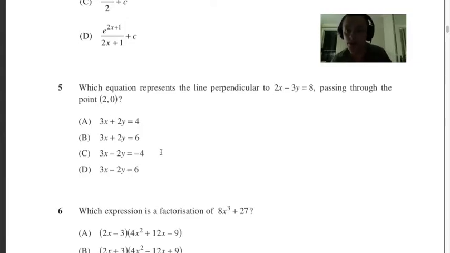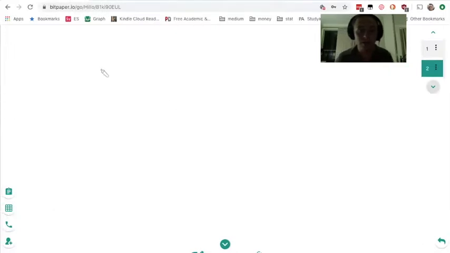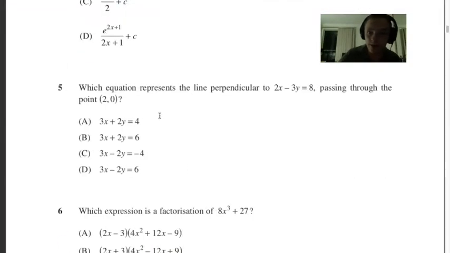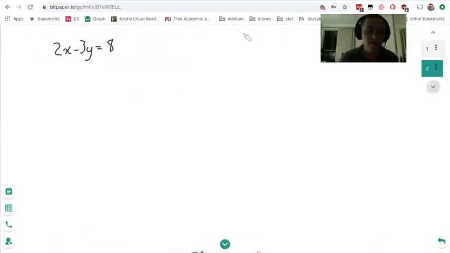So 2x minus 3y equals 8. Let's start off with this equation. 2x minus 3y equals 8. I really don't want to get that wrong, so let's make sure. Minus 3y equals 8. Very good.